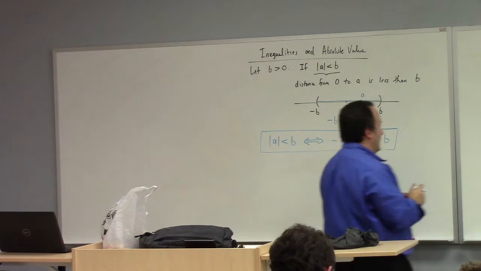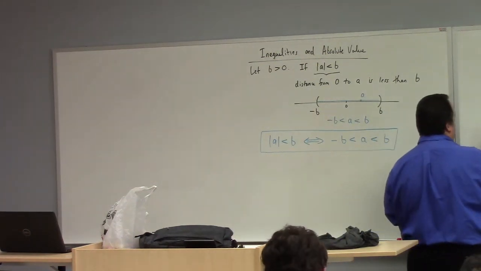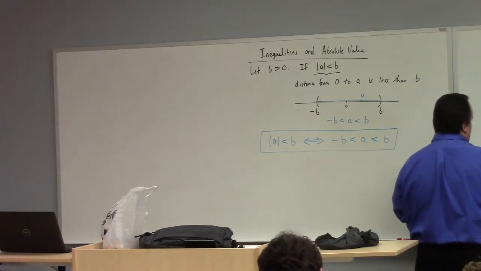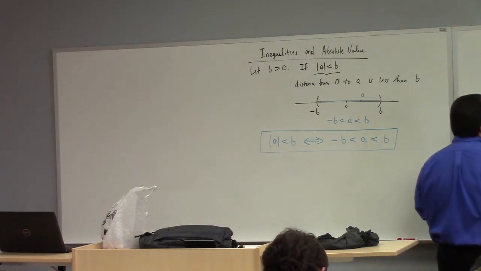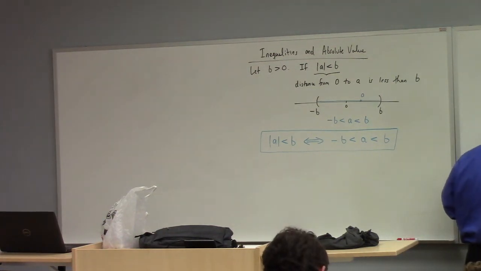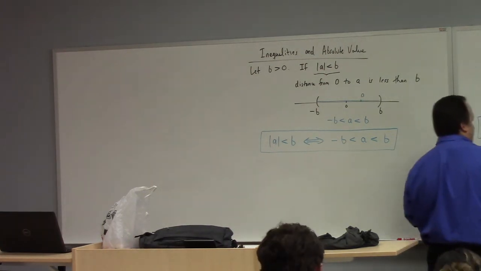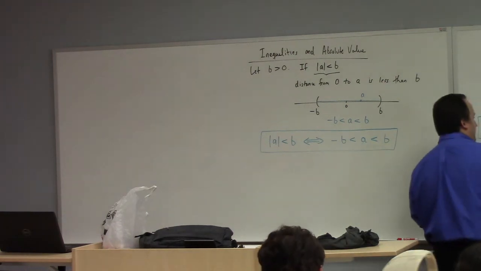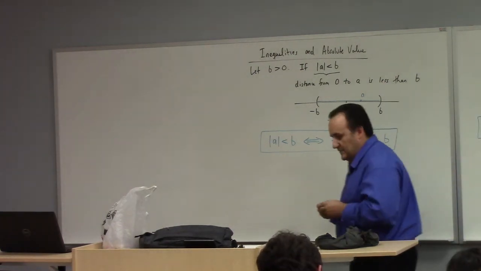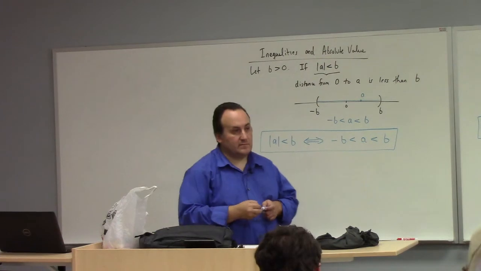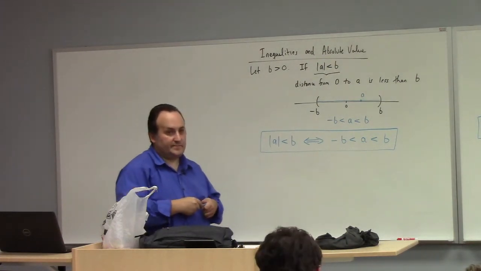In other words, we find the following result. The absolute value of A is greater than B if and only if A is less than minus B or A is greater than B. So in contrast to the less than case, these are disjoint cases. So our solution set's probably going to be a union in the greater than case. All right?